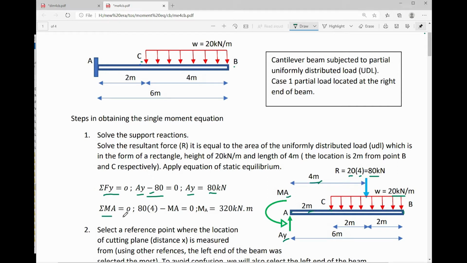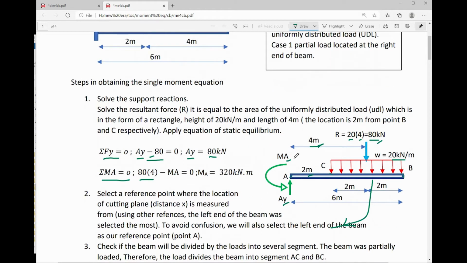Our assumption in applying summation of moment at A is equal to 0 is clockwise moment positive. On the first term of our equation, we have 80, the resultant, multiplied by the moment arm, that is 4 meters, is positive with respect to point A, since that is a clockwise moment with respect to point A. MA, the moment reaction at point A, is negative since that is a counterclockwise moment with respect to point A. So from this equation, we can solve for MA, and that is equal to 320 kN meter. 320 kN meter came out to be positive, so our assumption that MA is a counterclockwise moment at point A was correct.